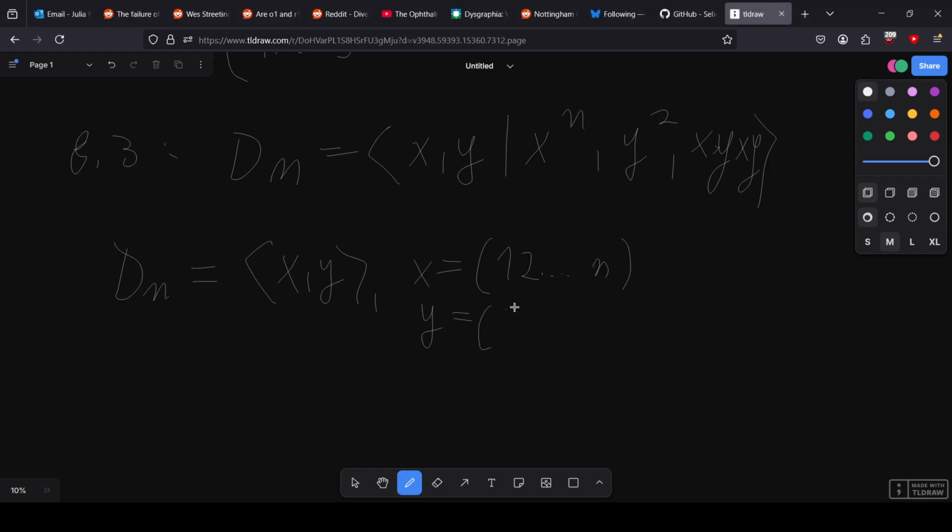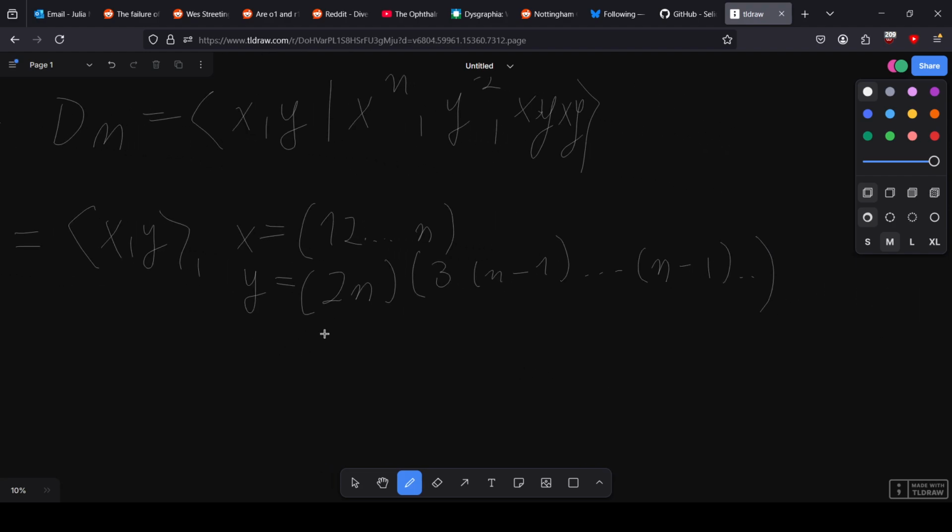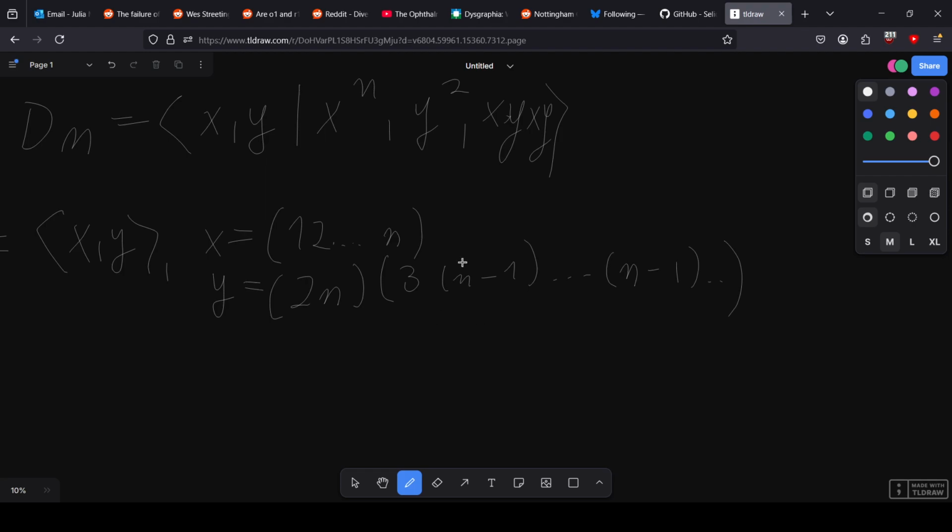Yeah, and y would be equal to 2n, and then 3 is mapped to n minus 1, and this goes down as needed until we hit a point that we cannot. So for example, until we hit 4 over here.